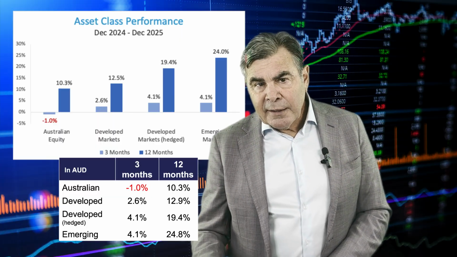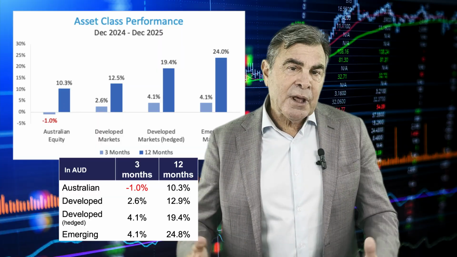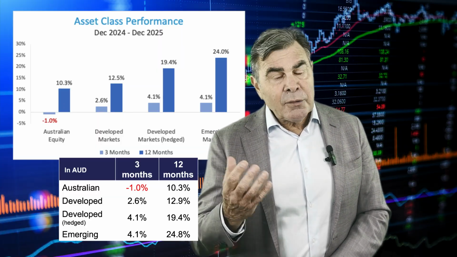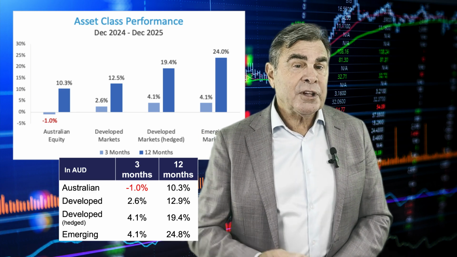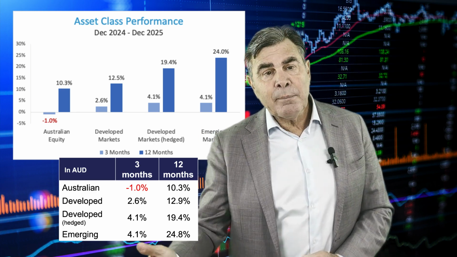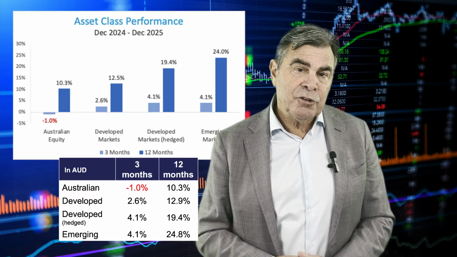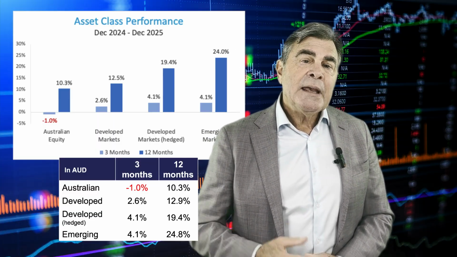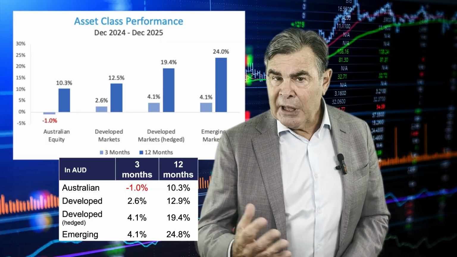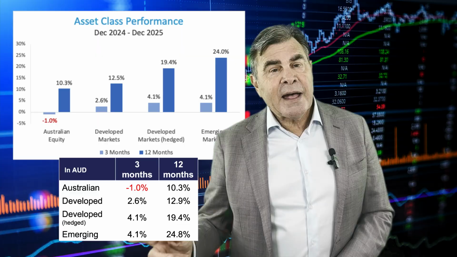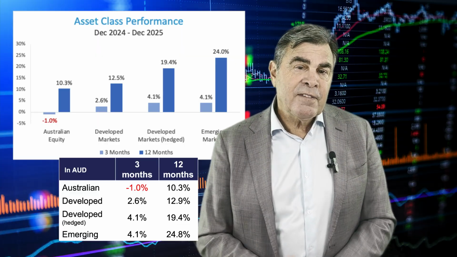Over in the developed markets, dominated pretty much by the US, they make up about 70% of the developed markets. That's up just over 12% in Aussie dollar terms. And if you look at the developed markets on a hedged basis, because the Aussie dollar has appreciated, then the developed markets in hedged Aussie dollar terms are up around 18%. And the emerging markets have had a really good year, up 25%.